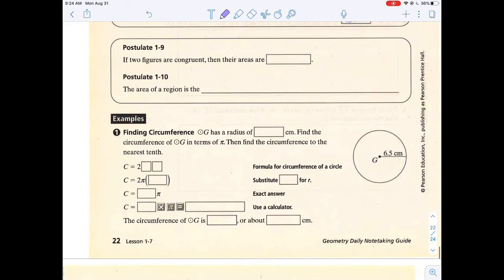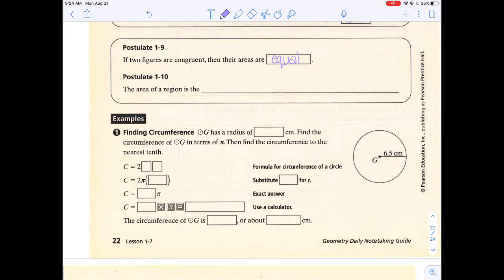Alright, so one postulate today. If 2 figures are congruent, then their areas are equal. Okay? Their side lengths have to be the same, which means their areas are equal. Sorry, 2 postulates for today, my bad.